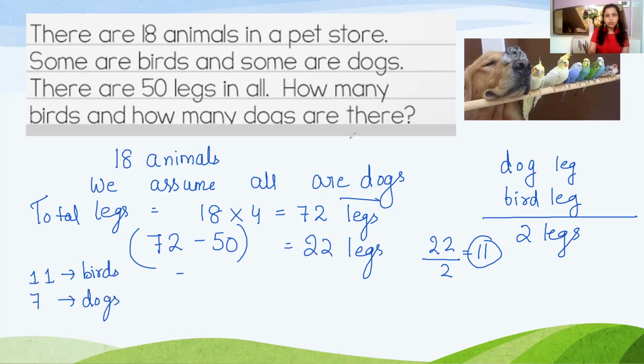So they are asking you how many birds and how many dogs there are. So there are 7 dogs and 11 birds. You can check. 11 times 2 gives you 22, and 7 times 4 gives you 28. Together that will give you 50 legs.